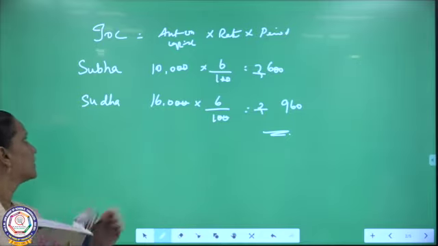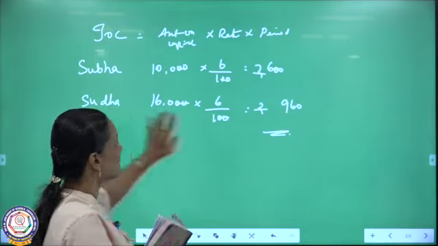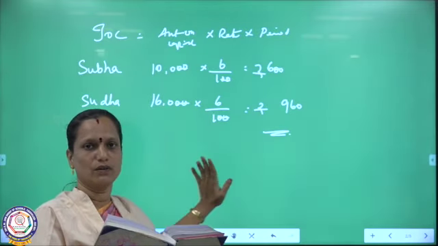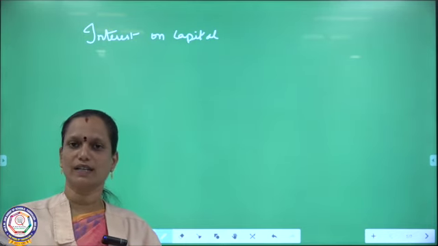So, Subha's interest on capital 600 and then Sudha's 960. Okay, do you understand children? Copy this. Now we move on to the next sum.